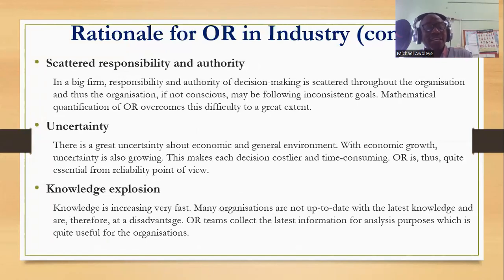And then in an environment, again, where you use operations research, in a big firm, responsibility and authority of decision-making is scattered throughout the organization, because there are people that you have delegated, operations managers, to be responsible for what comes out in the production, what they produce at a given point in time. Much more than that, people in the accounts section also have their own jurisdiction. They have authorities that have been delegated to them, when to issue out money, when to restock materials, and all of that. Now, if you're not conscious of these, the goals may be distorted. The goal of the organization may be distorted. The organization may not achieve their goal.